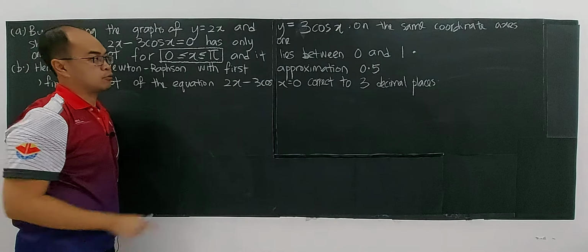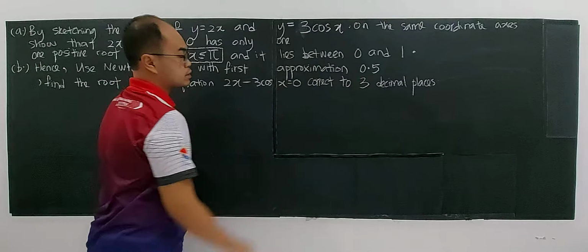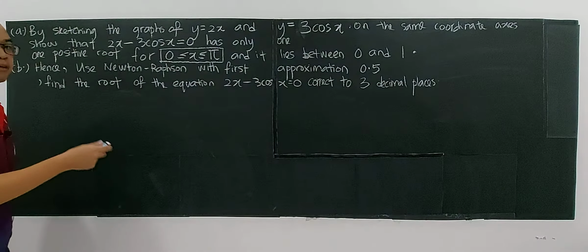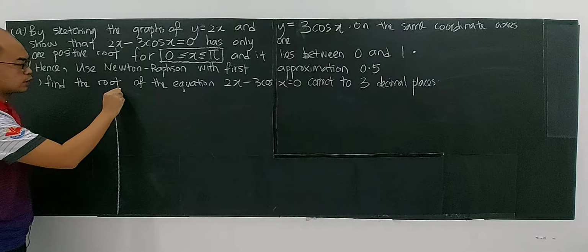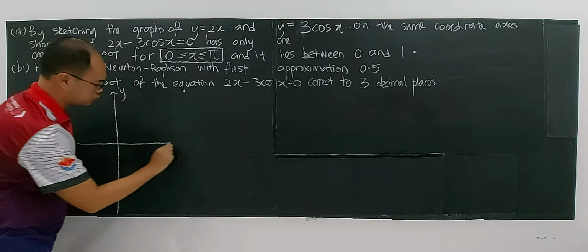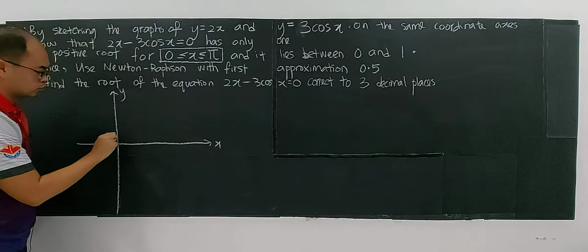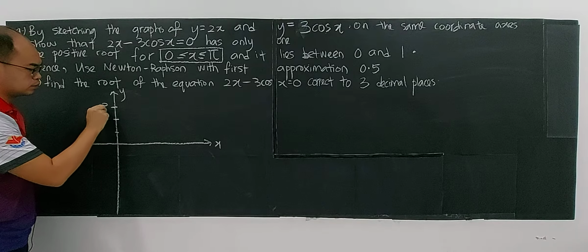between 0 and pi, only one root, and it lies between 0 and 1. So it means you need to verify, right? So let's sketch the graph. Okay, let's look at the graph. So y and the x-axis. So we have 1, 2, 3, right?